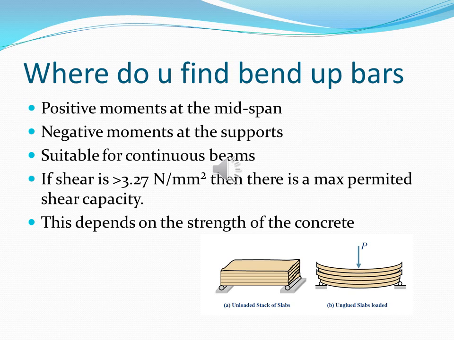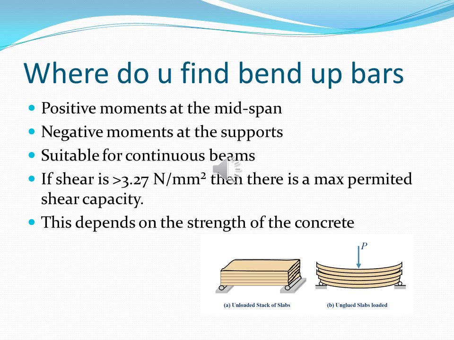Bent-up bars are normally for fixed-end beams with positive sagging moments at the midspan and negative hogging moments at the support. Bottom steel is required at the midspan and top steel resists negative moments at the supports. A bent-up bar is provided on the top at the support, as bottom steel is not normally required at the supports. For shear resistance, bent-up bars are particularly suitable for continuous beams in which negative moment at the intermediate support needs reinforcement at the top of the beam.